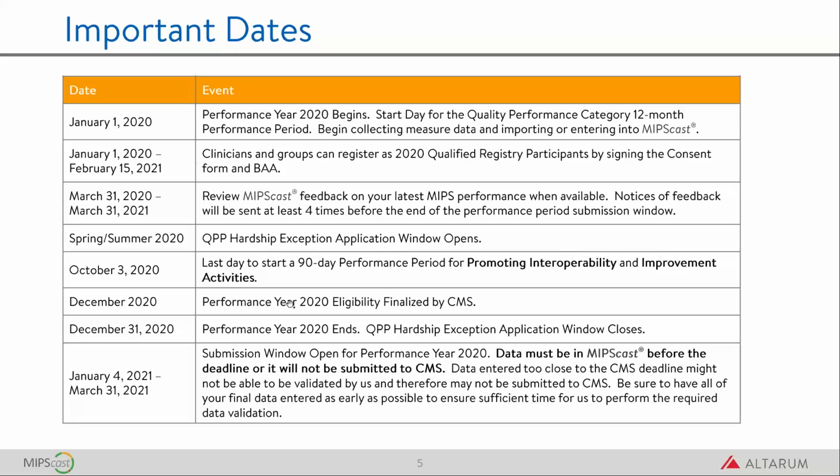Eligibility is going to be finalized in December 2020. And then the submission window opens up on January 4th and ends on March 31st of next year. So that's when we would actually do the data submission. We don't do it immediately on January 4th. We're still collecting data from people, but be sure to have it all entered as early as possible.